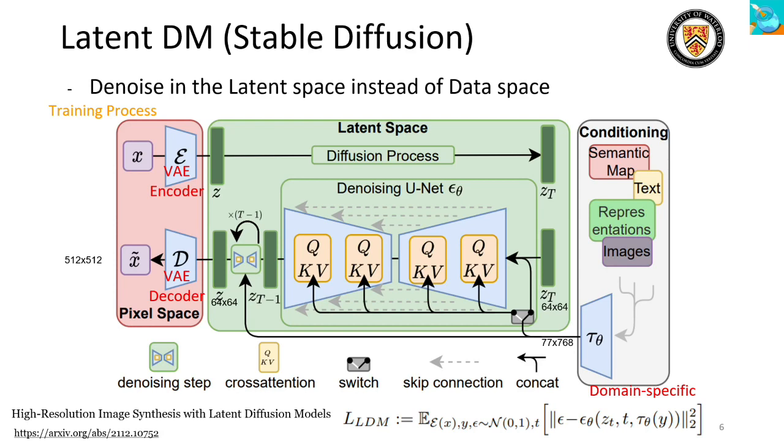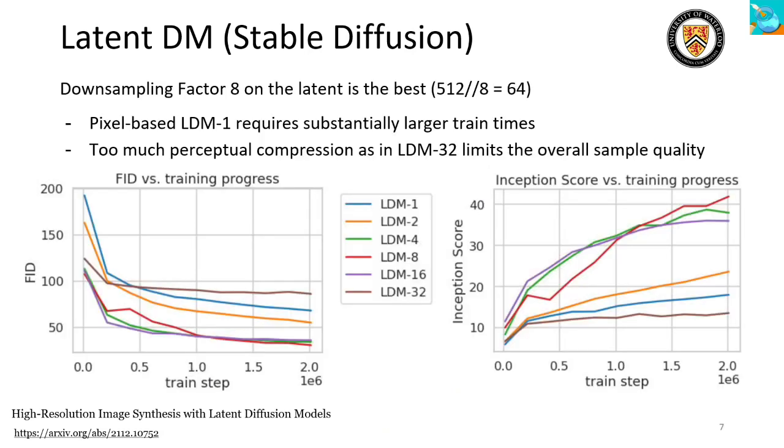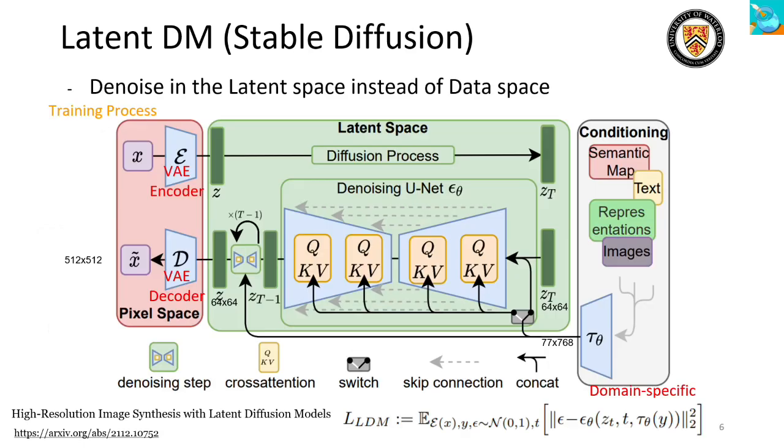But how compressed is it? The downsampling factor 8 on the latent is actually the best configuration, such that the latent will be 64 by 64. And in the study, they found that pixel-based LDM requires substantially larger training times, while too much perceptual compression, such as 32, limits the overall sample quality. Then you will see that the latent now is 64 by 64.